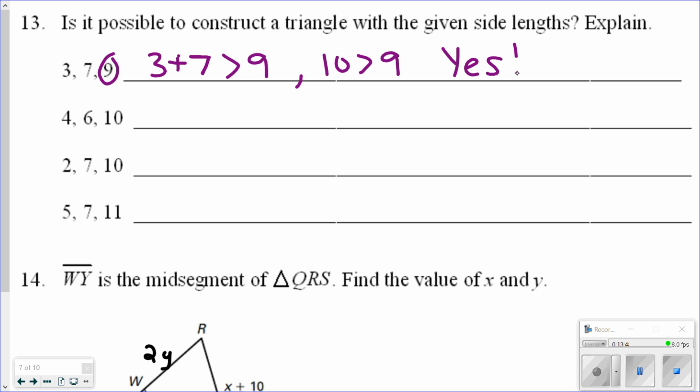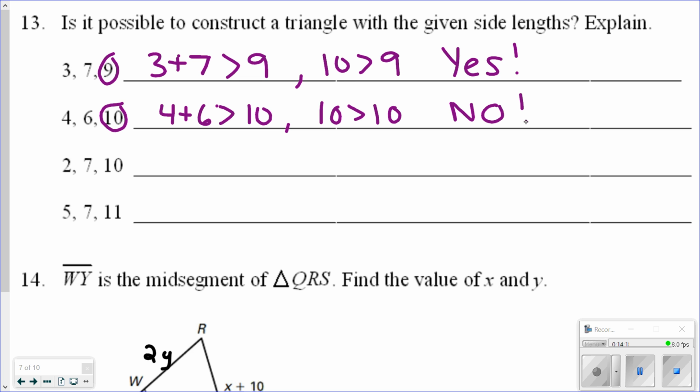All right, so let's look at the next part. Our largest segment is 10. So 4 plus 6, is that greater than 10? Well, 4 plus 6 is 10. Is 10 greater than 10? No, it's not. So this would not create a triangle. Those sides would collapse on top of each other, creating a straight line. So a triangle would not be formed.